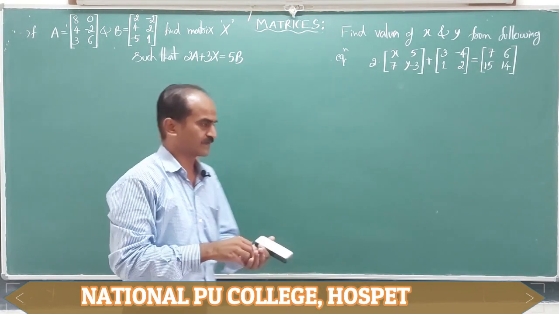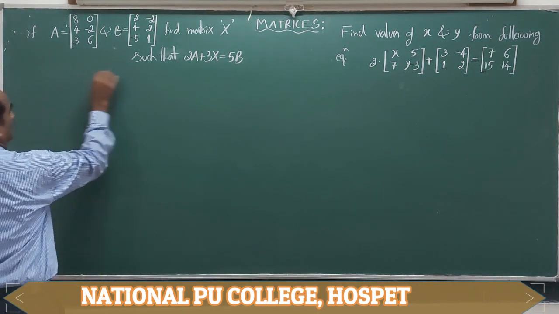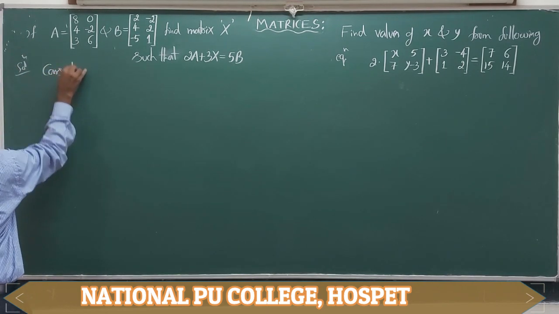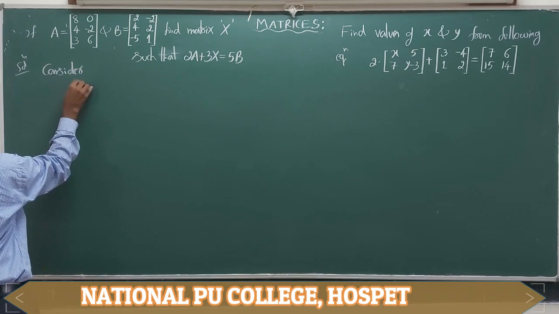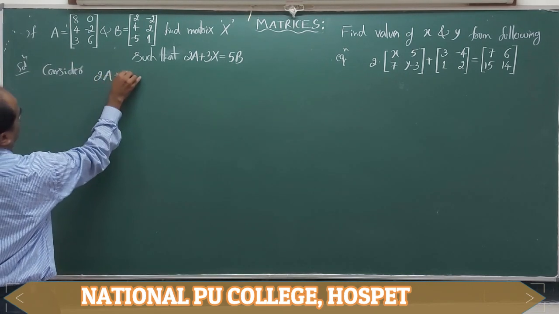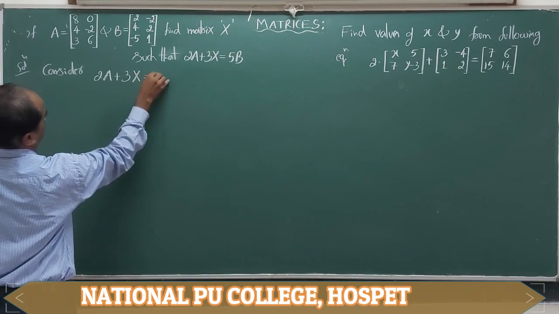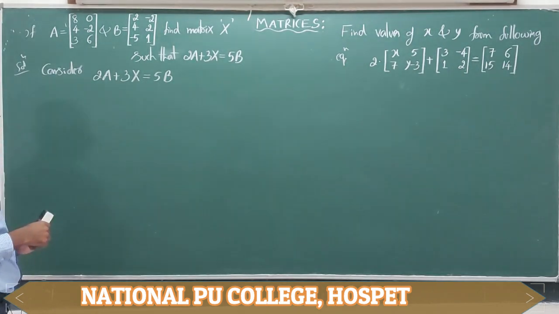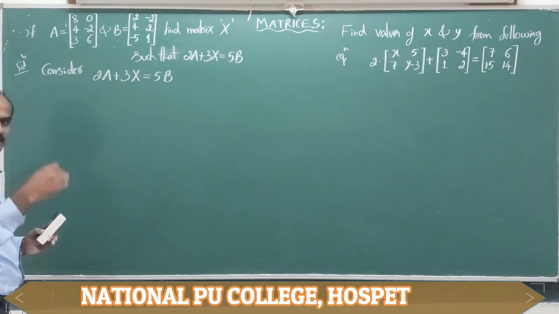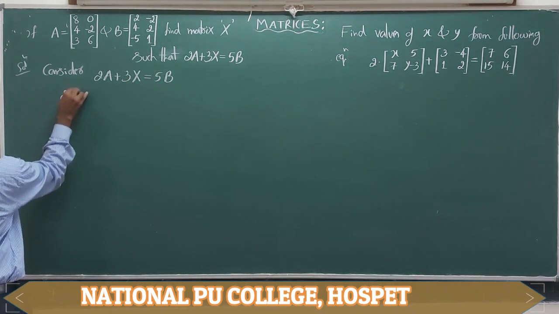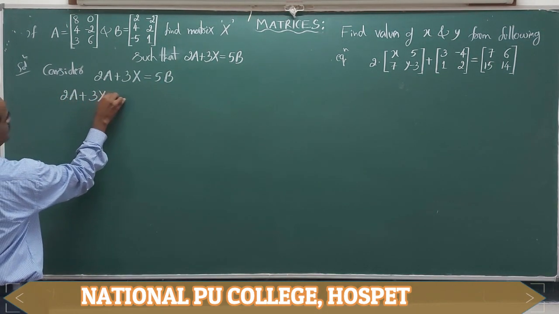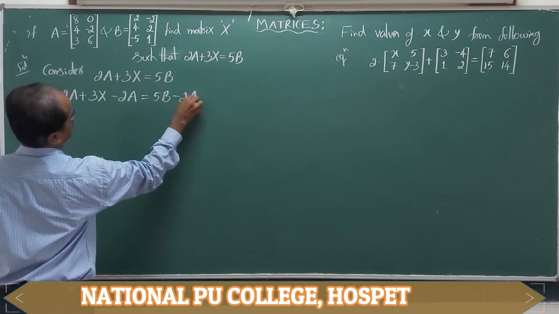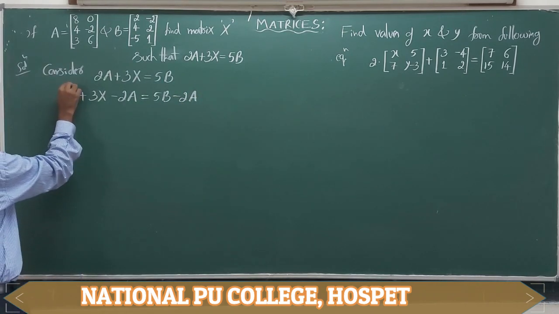Now, the procedure for this. I will start with this equation. Consider 2 times A plus 3 times X is equal to 5 times B. On both sides of the equation, I am going to add minus 2A. 2A plus 3 times X minus 2A is equal to 5B minus 2A. Now first let me add these two.